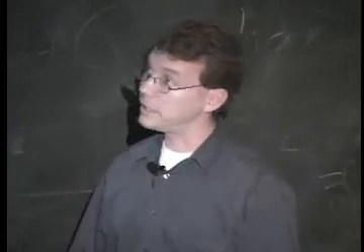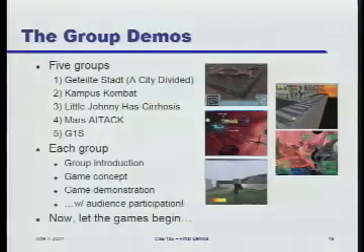Okay, so what we're going to do is we're going to demo the games of the 5 groups. And the 5 groups are, I'm not even going to attempt the German. Group 1 is A City Divided. Group 2 is Campus Combat. Group 3 is Little Johnny Has Cirrhosis. The groups had free reins over their titles. Group 4 is Mars Attack, and Group 5 is G1S, and you can ask them what that means.